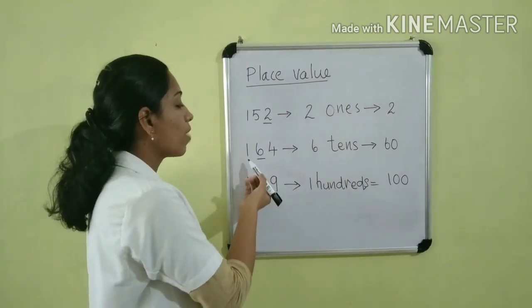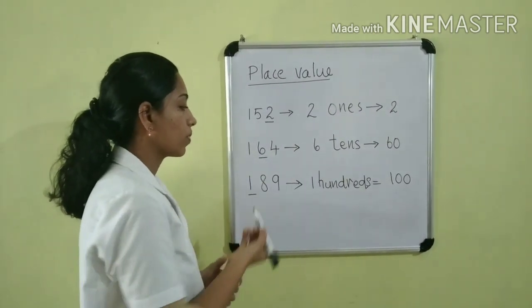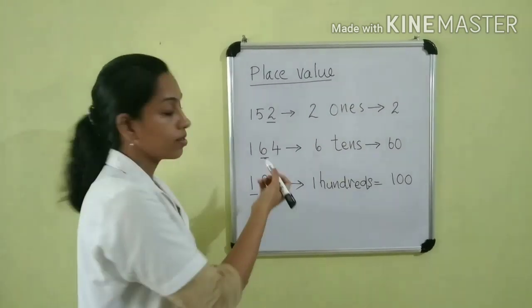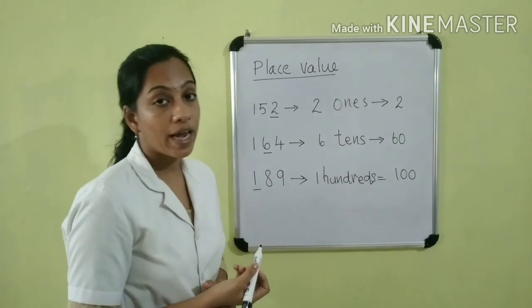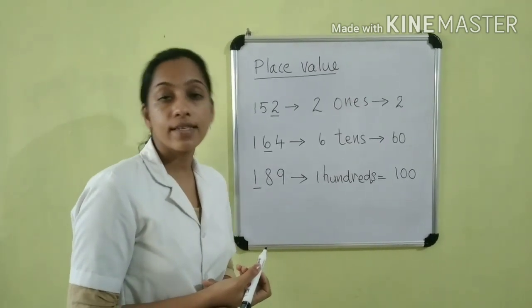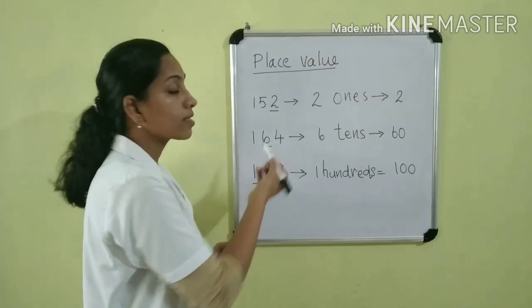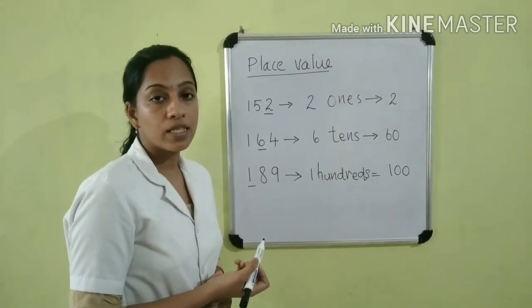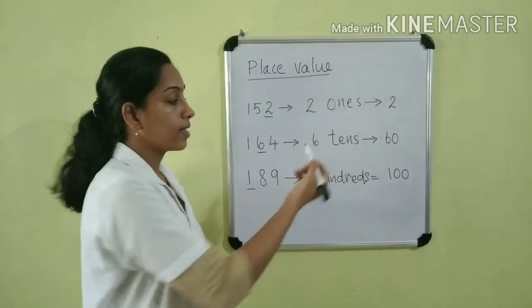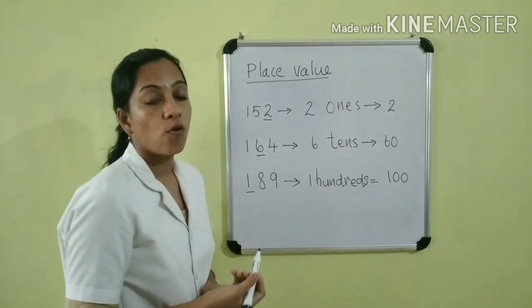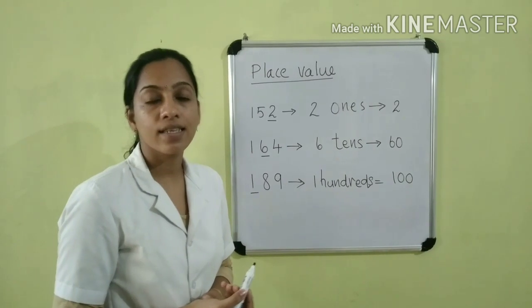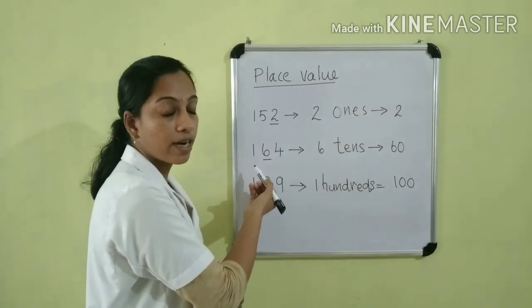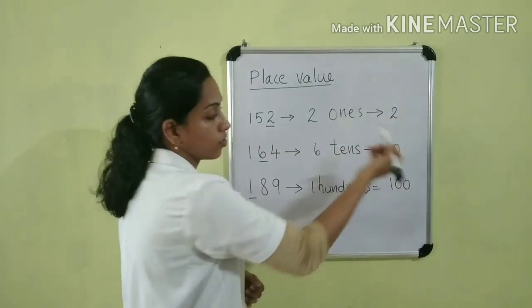Next, 164. Here, which number is underlined? It's 6. So we have to find out the place value of 6. Here, 6 comes under tens place. So the place value of 6 is 6 tens. What is the value of 6 tens? It's 60. So the place value of 6 in 164 is 60.